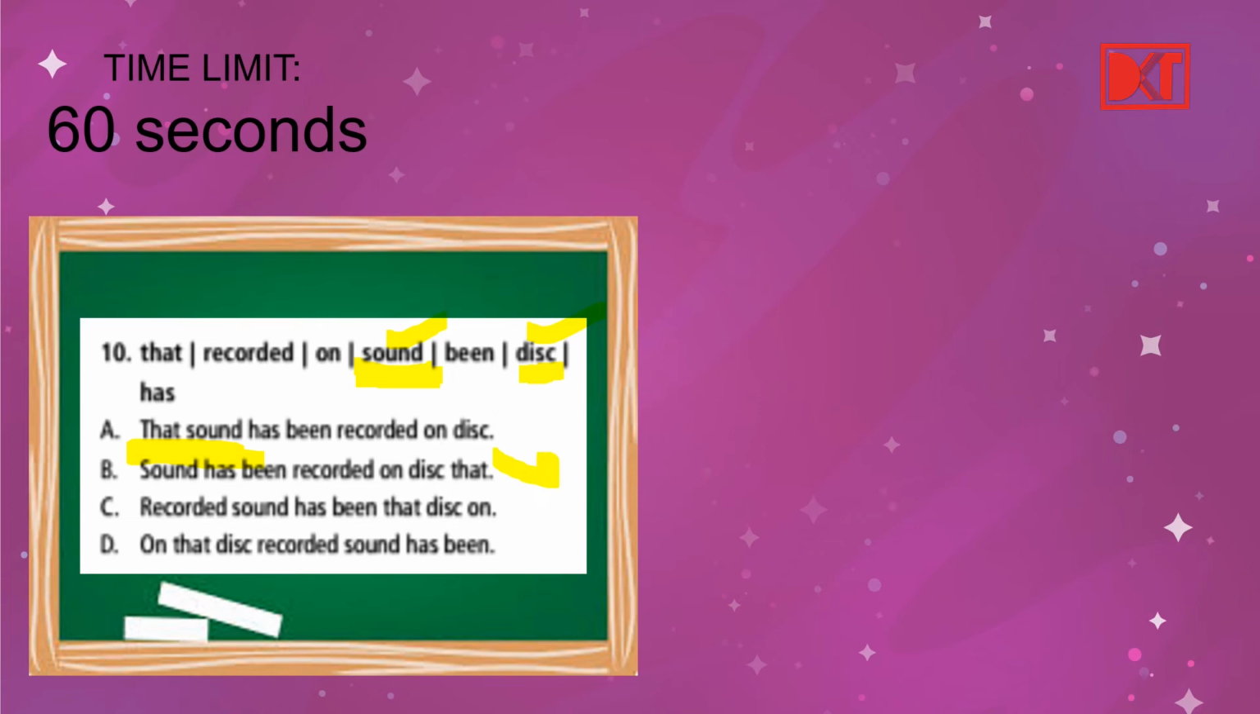So this is incorrect. "Disc that" is wrong; "that" should come before disc or before sound, because "that" comes before a noun. And C: recorded sound has been that disc on. Again, "on" is a preposition and comes before a noun. "On that disc recorded sound has been": again, the verb has no object and it doesn't make sense. Correct answer is A: That sound has been recorded on disc.